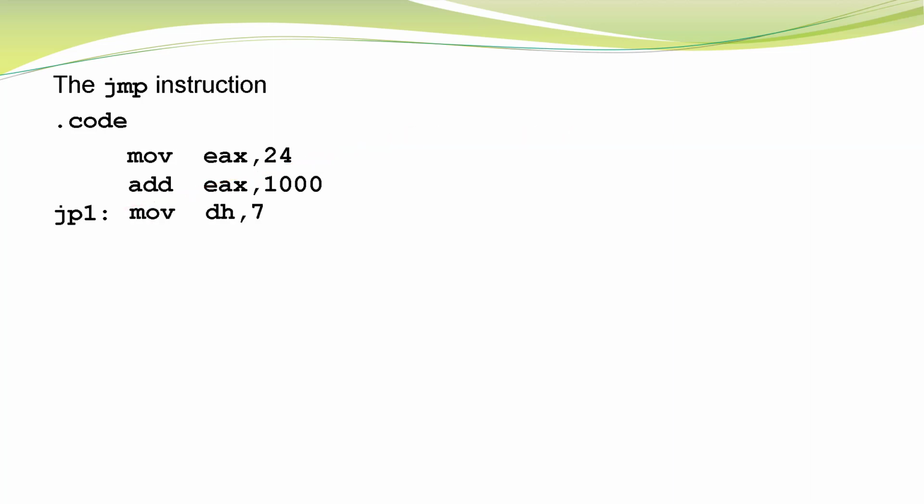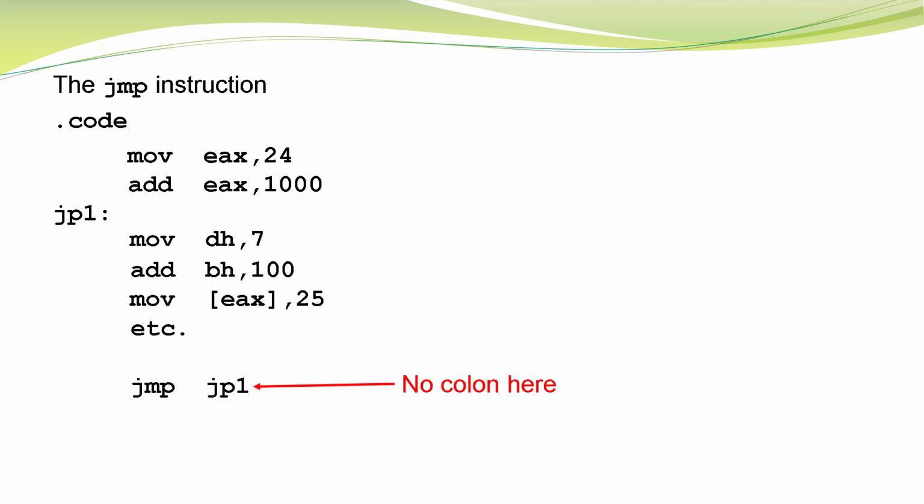Now I might want to put an instruction like move 7 into the DH register. You can put it on the same line as the label, but sometimes that makes your code hard to read, so sometimes it's better to move it down a line. That label is going to have the same effect either way. So let's throw some more code in, and down at the bottom of it, I've got the jump instruction. And notice what it's saying. It's saying jump to the label JP1, which means it'll jump to here and execute that moving 7 into DH again.